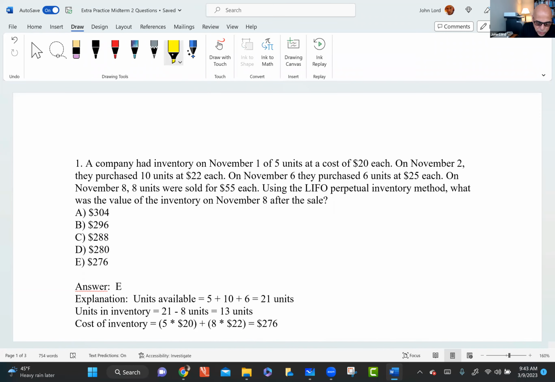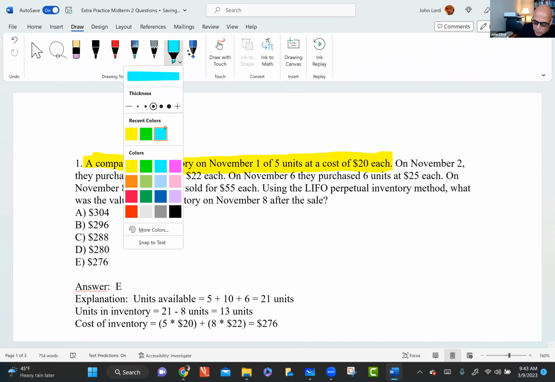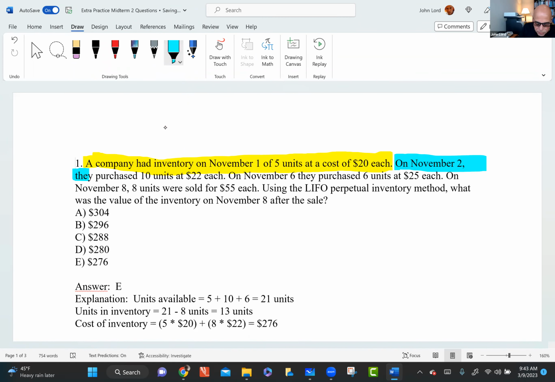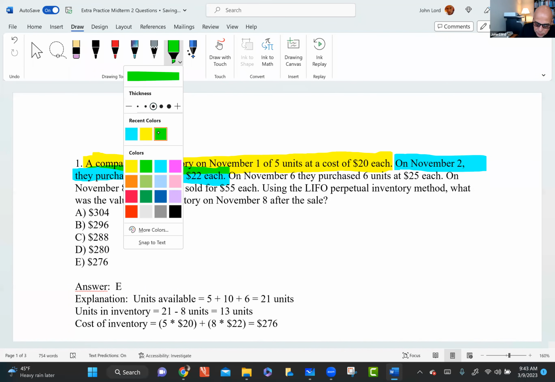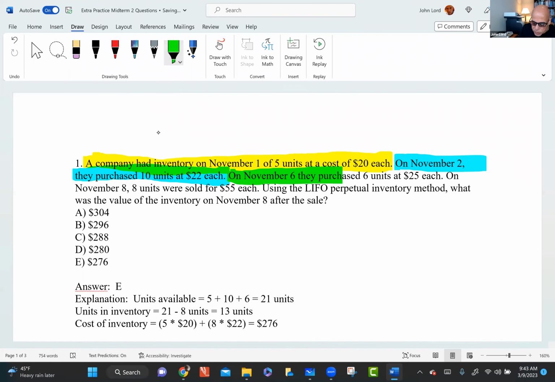Okay, let's just make sure we're understanding what the question is asking us. And as we go through, if you have questions, just jump in. Okay. And it tells us that a company had inventory on November 1st of 5 units costing $20 each. Then they say on November 2nd, they purchased 10 units at $22 each. And notice we're going along through the month of November in this example. On November 6th, they purchased 6 units at $25 each.